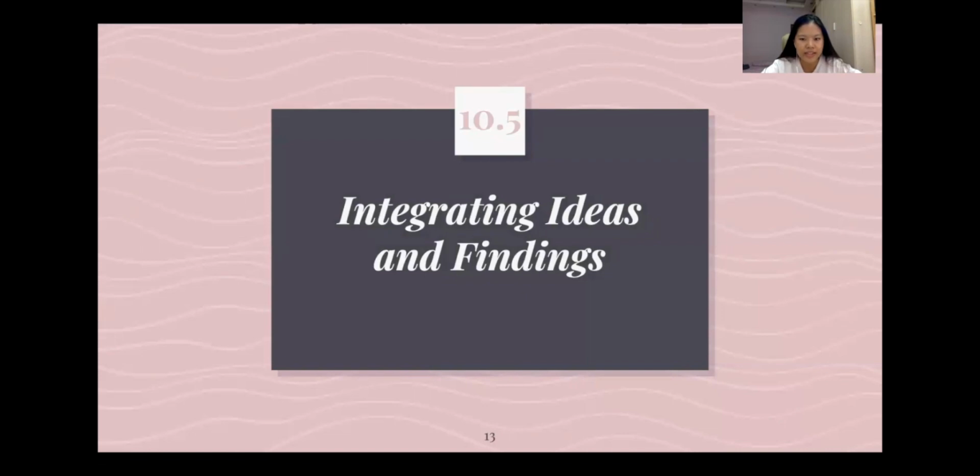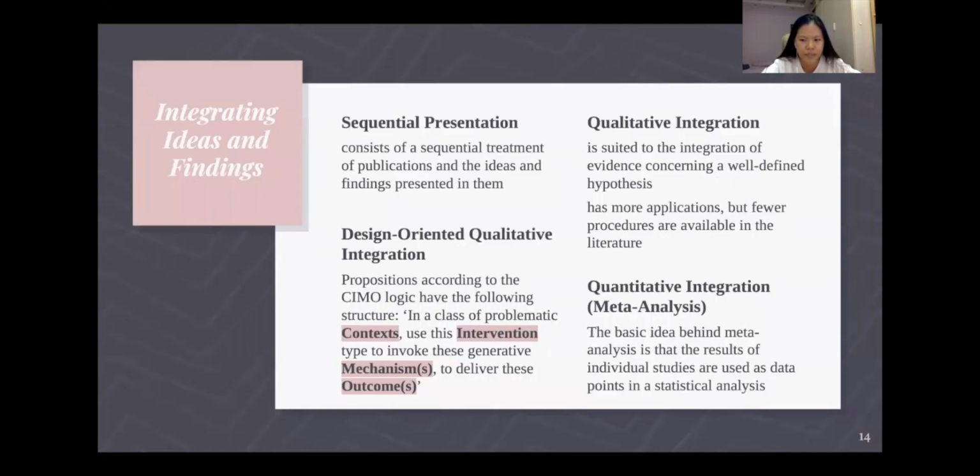The next step after finding and selecting the literature is that its content has to be integrated and combined through integration of the ideas. We have some of the following approaches. First up is the sequential presentation. It consists of a sequential treatment of publications and the ideas and findings presented in them. It shows what other researchers have said and done, but does not add any value to it. It just leaves the literature as fragmented as it already was.